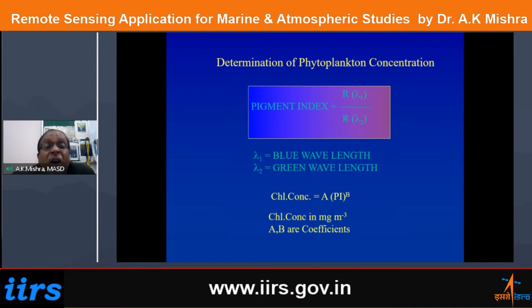So we call it pigment index, that is defined as R lambda 1 by R lambda 2. So lambda 1 represents blue wavelength and lambda 2 represents the green wavelength. So you can relate this ratio to the pigment index, that is chlorophyll concentration is related to pigment index through regression, and A and B are the coefficients of regression. Nowadays, you will get the sophisticated biooptical algorithms having logarithmic and many coefficients.